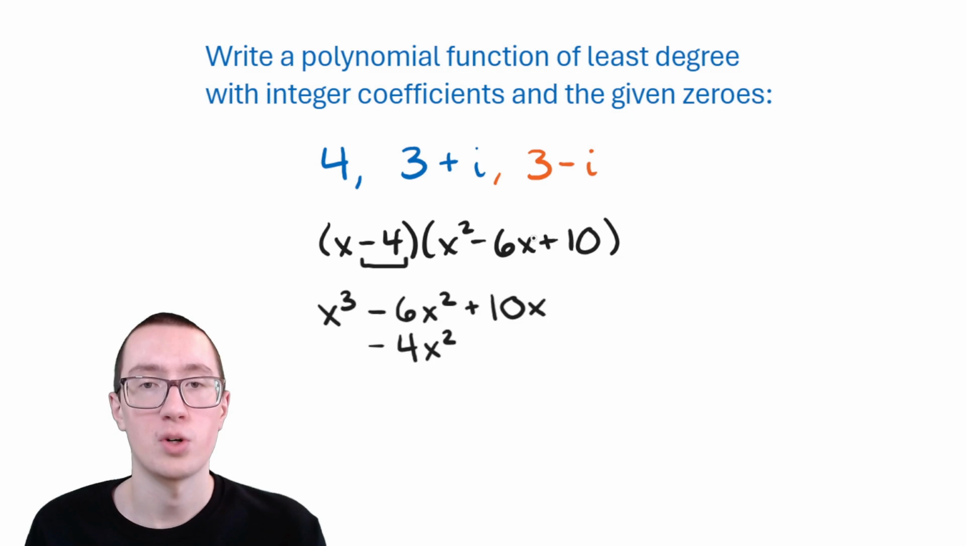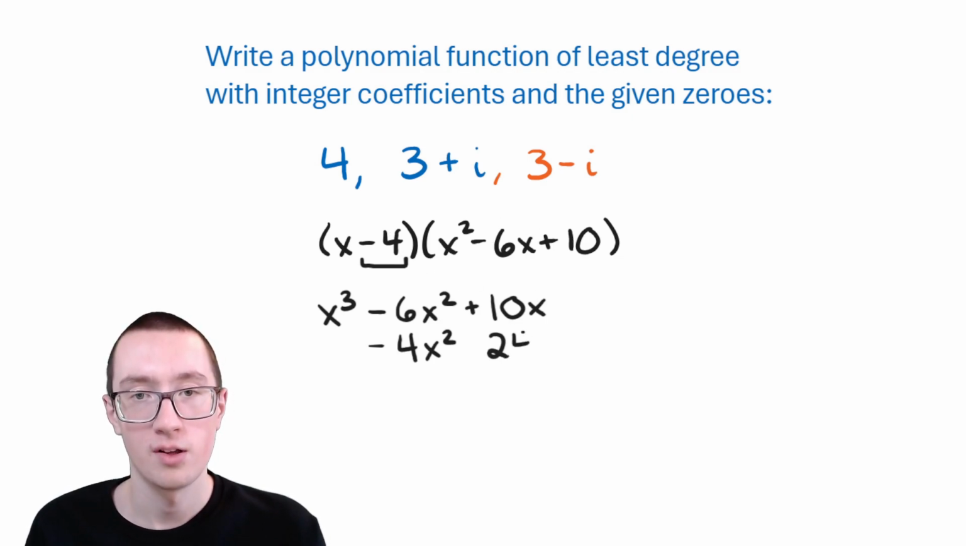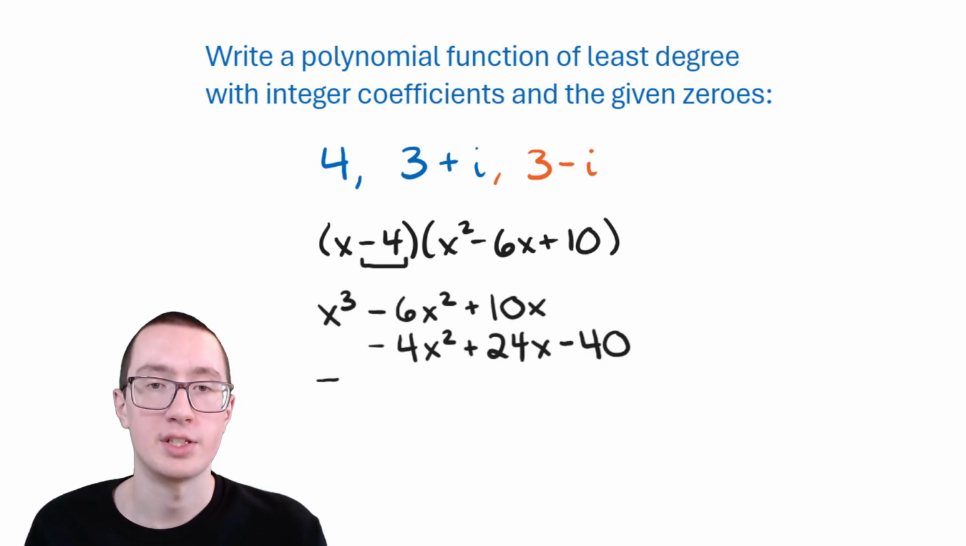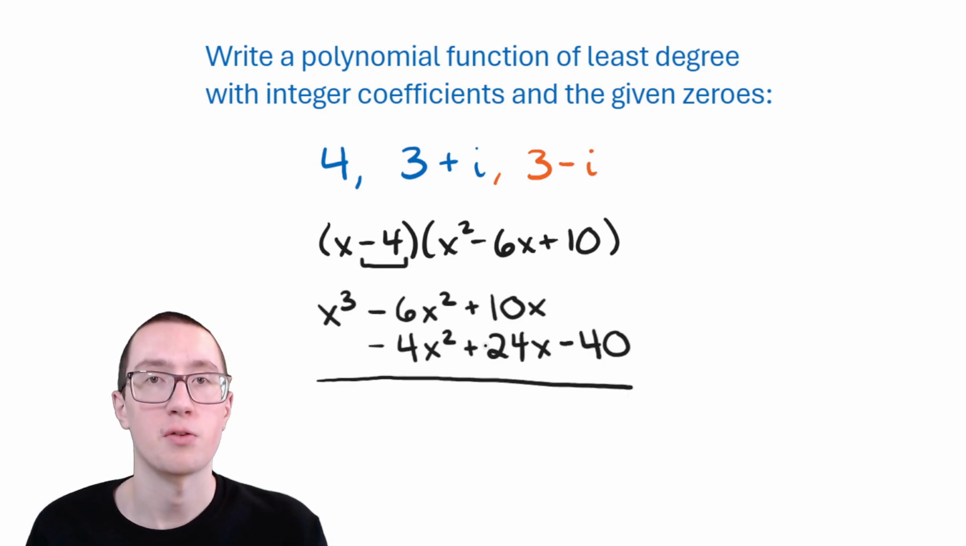Then we do the -4 times the minus 6x. 4 times 6 is 24. We have two negatives. Two negatives make a positive. And then we have an x, so the x stays. And then finally, -4 times 10. 4 times 10 is 40, and one negative sign, so the negative sign stays. So now all we have to do is add these two together to get our final answer.